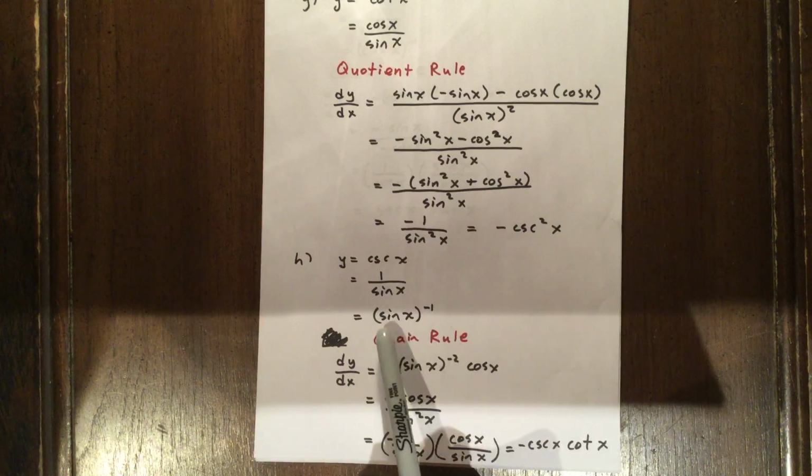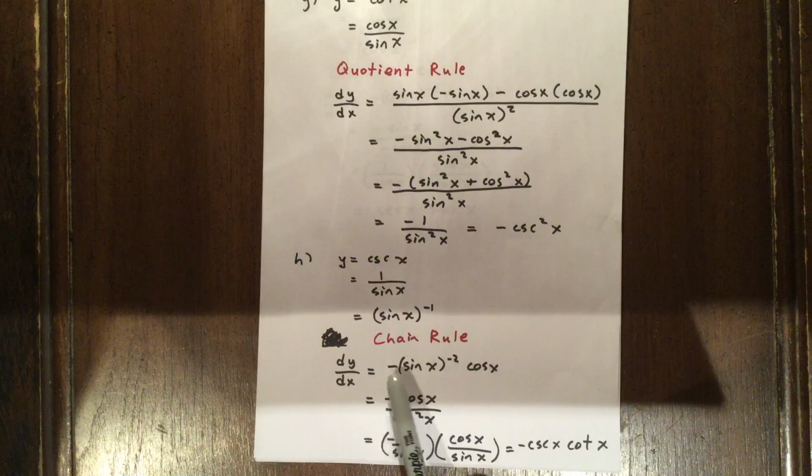The derivative of block to the -1 is negative block to the -2 times the derivative of that block, which is cos x. So we get negative cos x over sine squared x. That's the same as -1 over sine x times cos x over sine x, which is the same as negative cosecant x cotangent x.